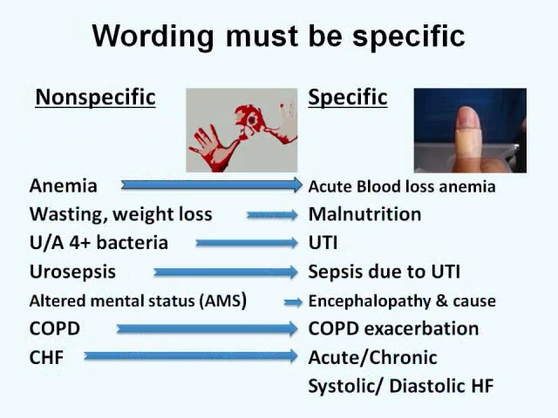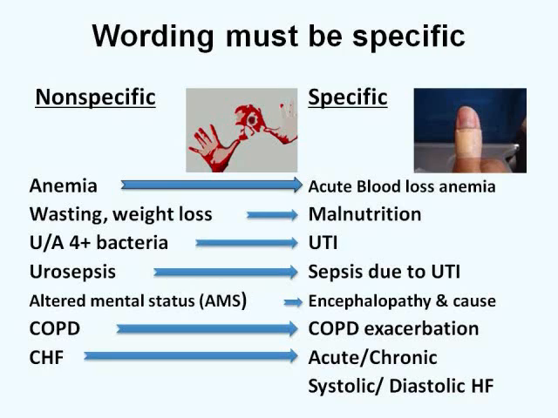Here is another slide that shows some examples. When stating anemia, notice that it is a non-specific term, so we need to describe the type of anemia, for example, acute blood loss anemia. Next is the area of weight loss, unspecified, and muscle wasting, where we actually need to mention if it was due to malnutrition, and we need to use the word malnutrition.